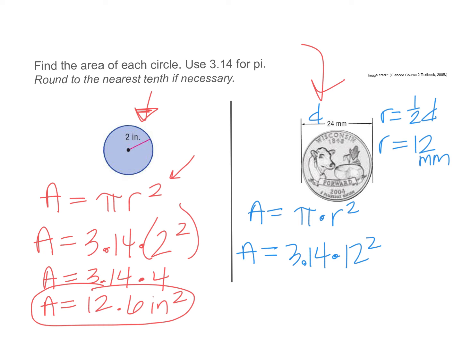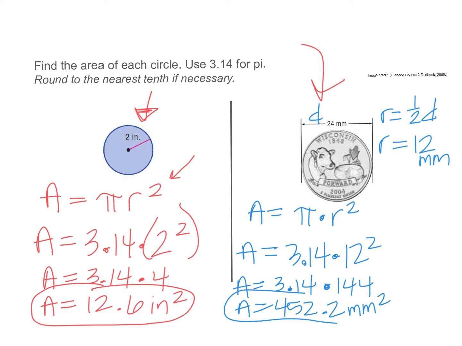I know that 12 squared is 144. And we have to do that first. So 3.14 times 144. So you should have gotten 452 2/10 millimeters squared. If not, check what you did wrong and fix it.